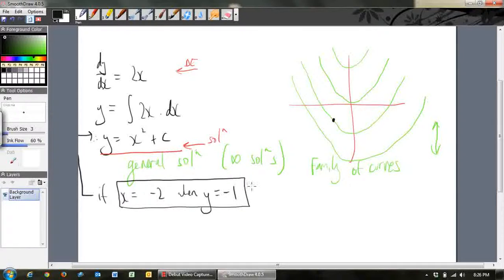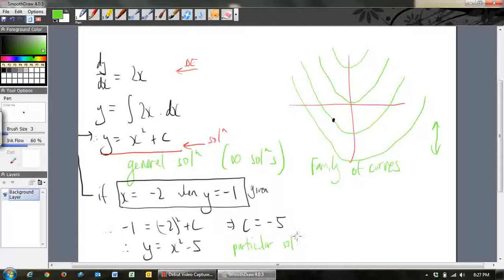So if we're given some point, then what we can do is substitute that back in. So therefore, -1 equals -2 squared plus c. Therefore, c equals -1 minus 4, so that's -5. And so we've now found the value of c. So therefore, y equals x squared minus 5. That's called the particular solution, because it's only one solution.